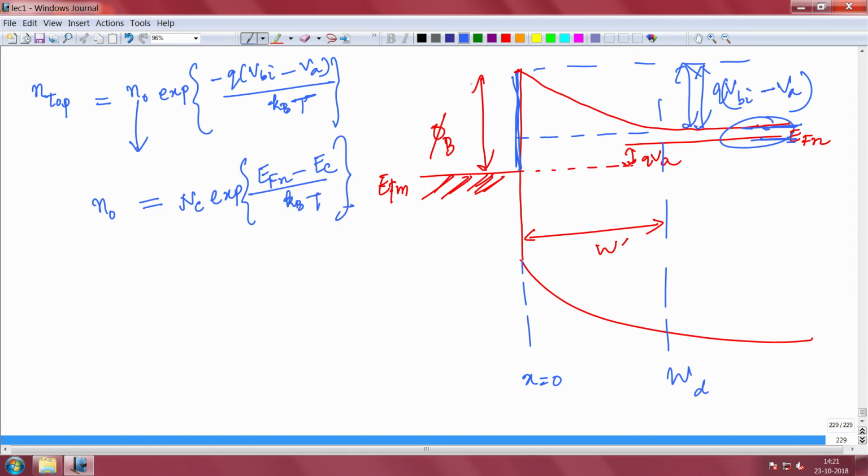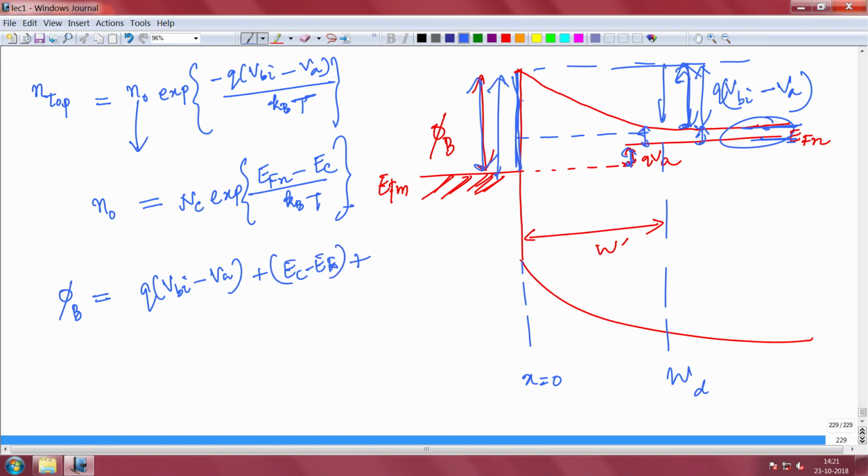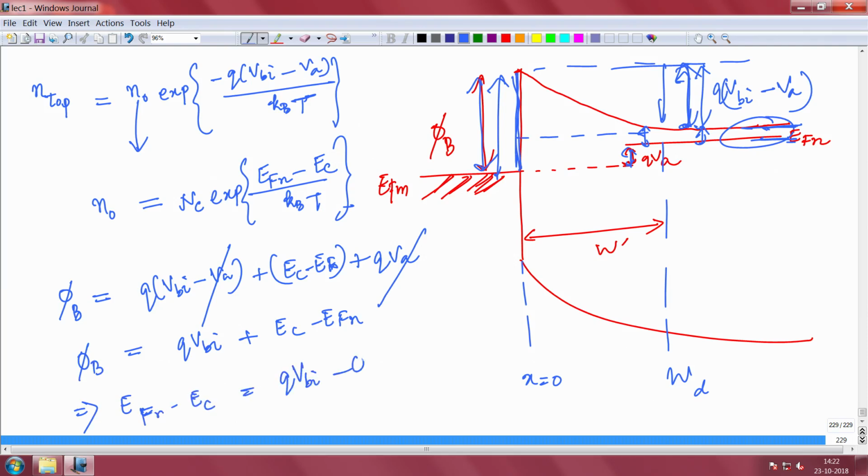Now, if you look carefully, this Schottky barrier height phi_b is given by this, which is q(V_bi minus V_A), plus this, plus E_c minus E_Fn, plus this amount. This plus this will give you the whole Schottky barrier height. That amount is qV_A, so this qV_A is gone. What remains here is qV_bi plus E_c minus E_Fn equal to phi_b. So your E_Fn minus E_c will be equal to qV_bi minus phi_b.